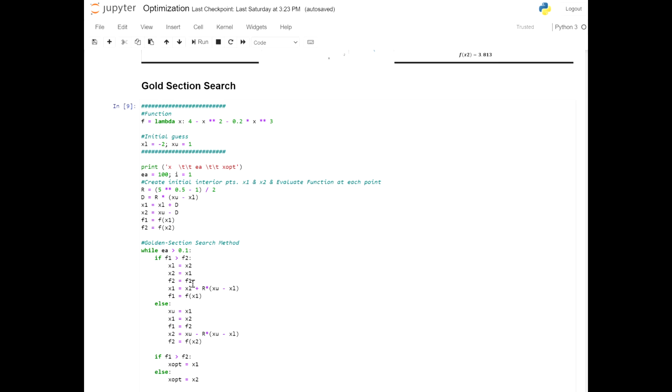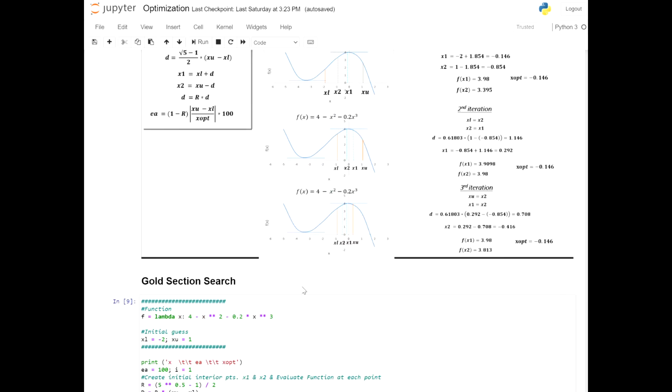So this is basically if the function value at f1 is greater than the function value at f2. So if that's not the case and f2 is greater than f1, I want to do those appropriate changes down here. And this mirrors basically what we have in the second iteration here.